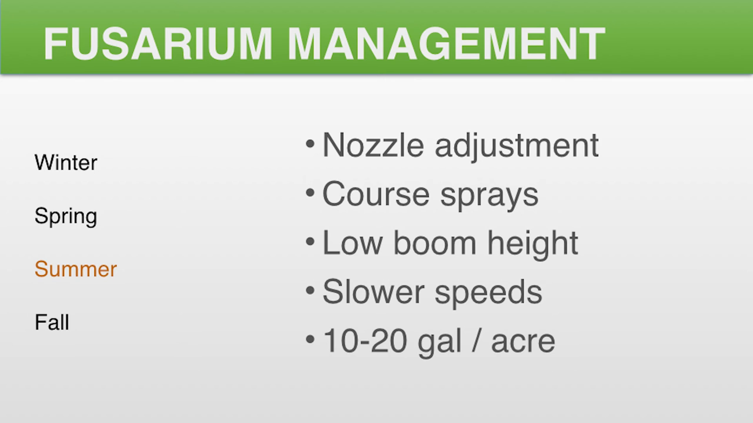Dr. Wolf also recommends to use coarse sprays to maintain low boom heights and apply fungicides at slower speeds, as always recommended, especially if the spray needs to go deep into the canopy. And finally, maintain 10 to 20 gallons per acre for fungicide applications.